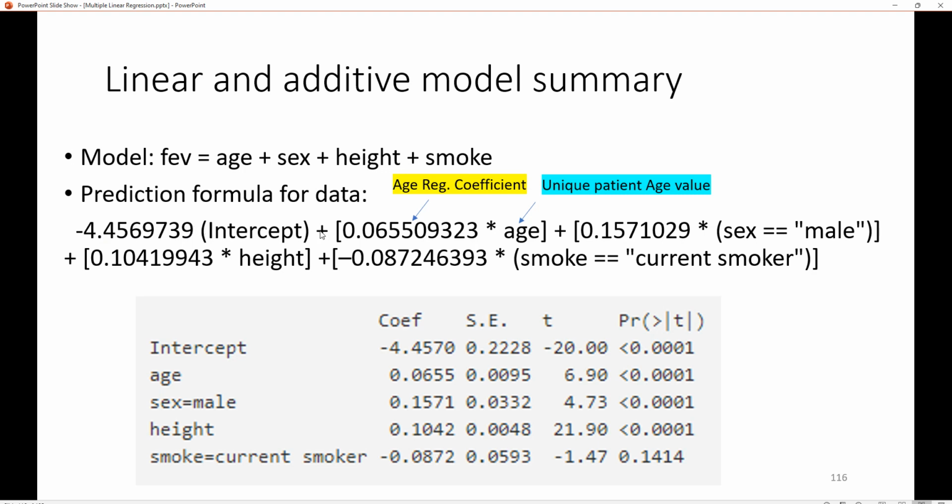And then to get a predicted FEV score based on these coefficients and values, we would then add the product of the age regression coefficient by the actual age, and that's the unique age value of each respondent in this data set. And then we would add that with the coefficient for sex, and then we would do the same for height and their smoking status. So this is a regression.